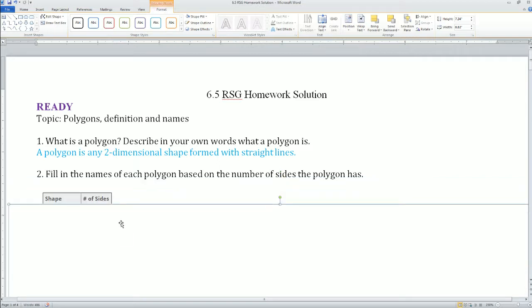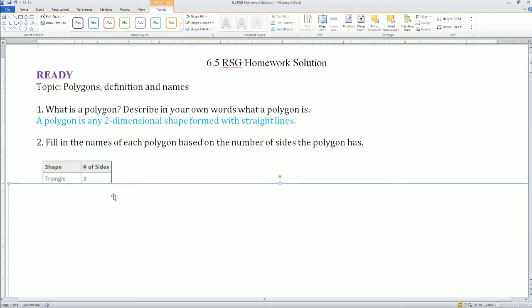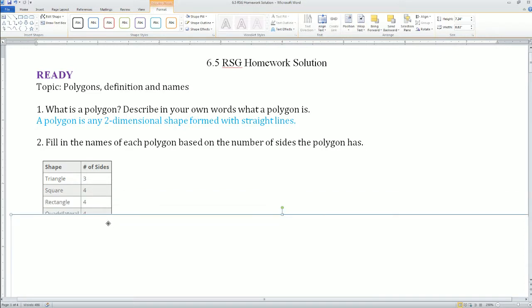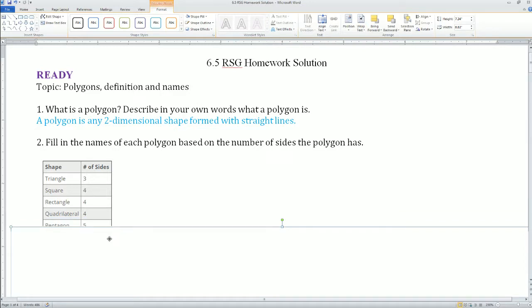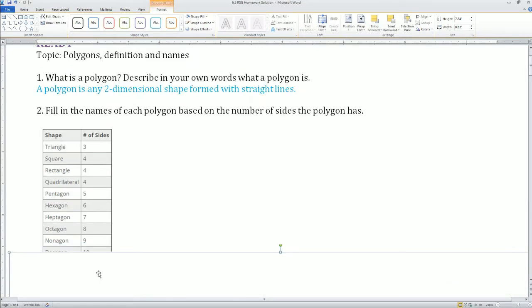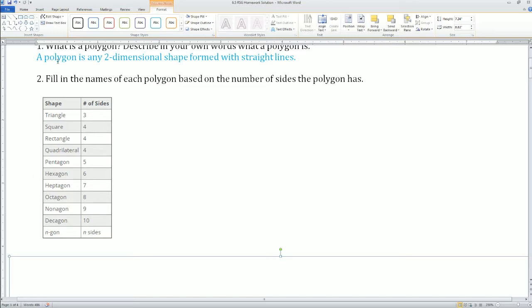Okay. Fill in the names of each polynomial based on the number of sides the polygon has. 3, we know that as a triangle. 4 is a square. 4 is also called rectangle. 4 is also called quadrilateral. 5 is a pentagon. 6 is a hexagon. 7 is a heptagon. 8 is octagon. 9 is nonagon. And 10 is decagon, right? For any n-gon, it has n sides, okay? Do you need to remember these words? You should, okay? The number of sides here as well.